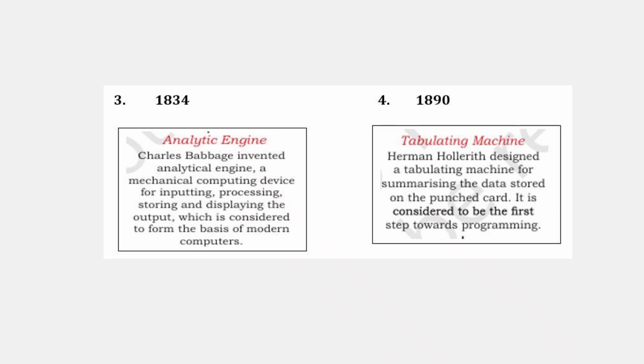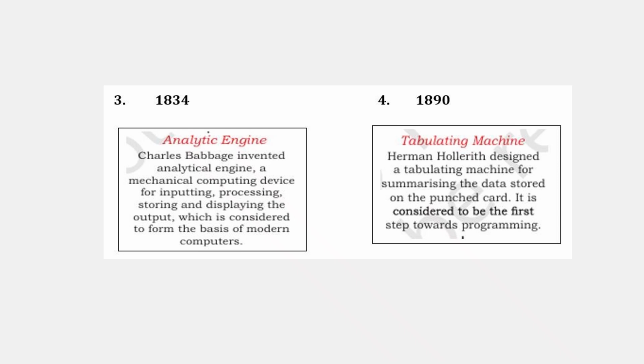This was Babbage's most ambitious design. It was a general-purpose programmable computer featuring an arithmetic logic unit, conditional branching, and integrated memory. So Charles Babbage, we can call him the father of the computer system. This analytical engine is a mechanical computing device for inputting, processing, storing, and displaying output, which is considered to form the basis of the modern computer system. The analytical engine resembles a digital computer system.